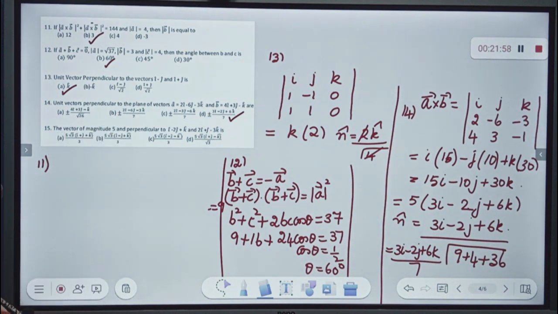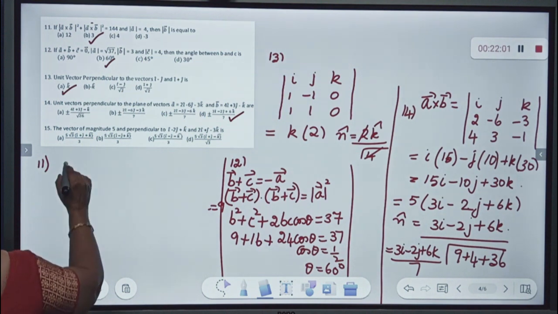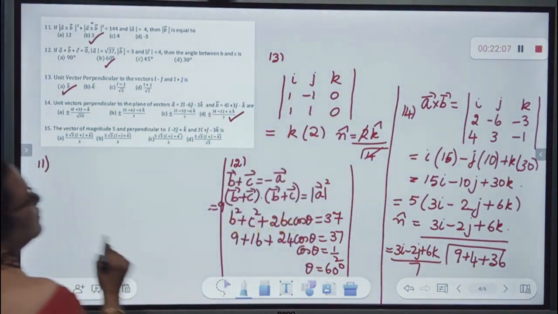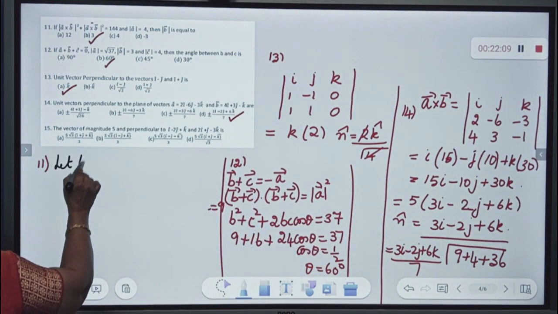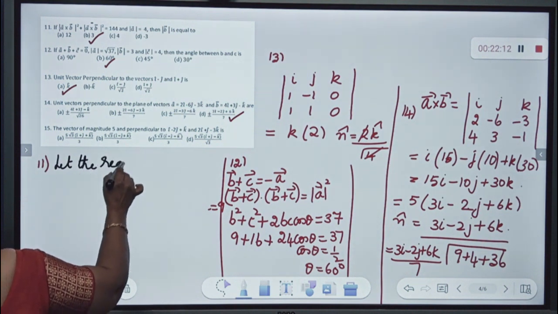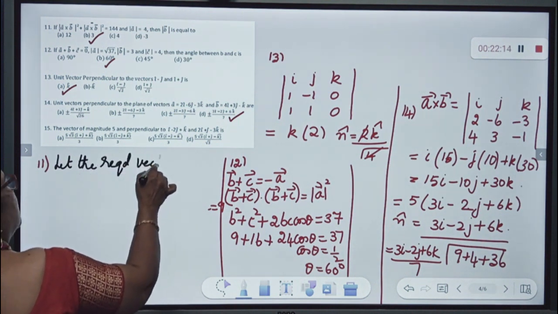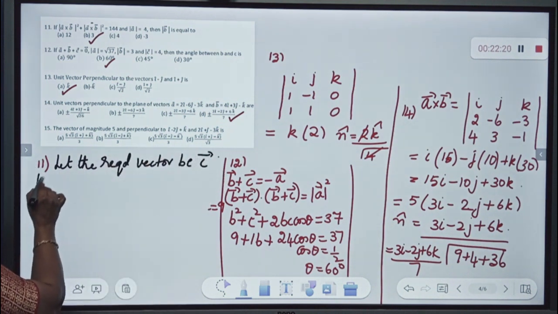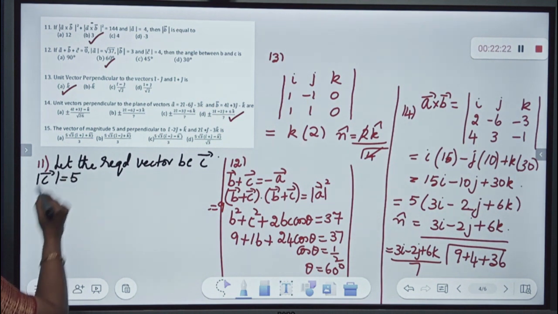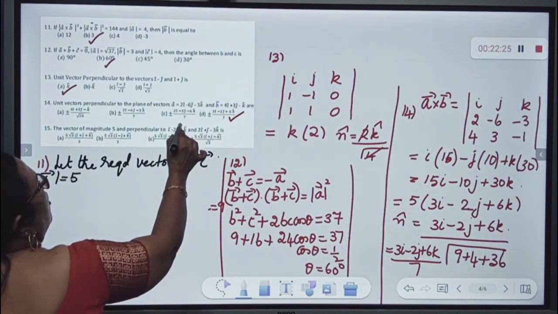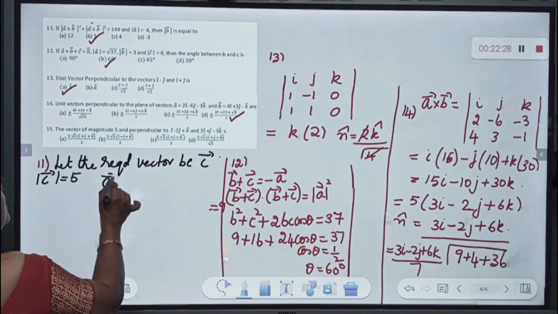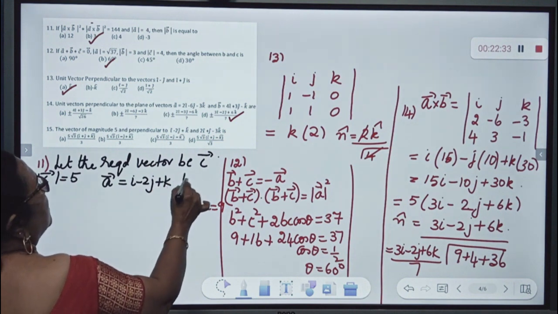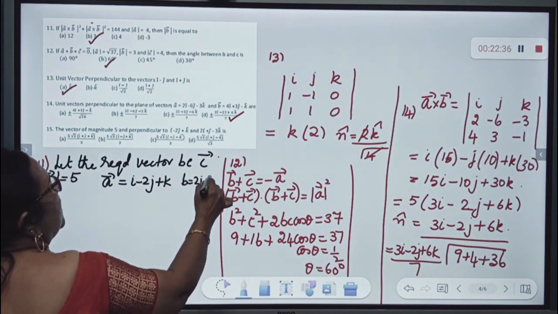So the magnitude of the vector is given. Let the required vector be C vector. Now the magnitude of C vector is 5. It is perpendicular to these two, so I will call them A and B. Let A vector be i minus 2j plus k and B vector be 2i plus j minus 3k.